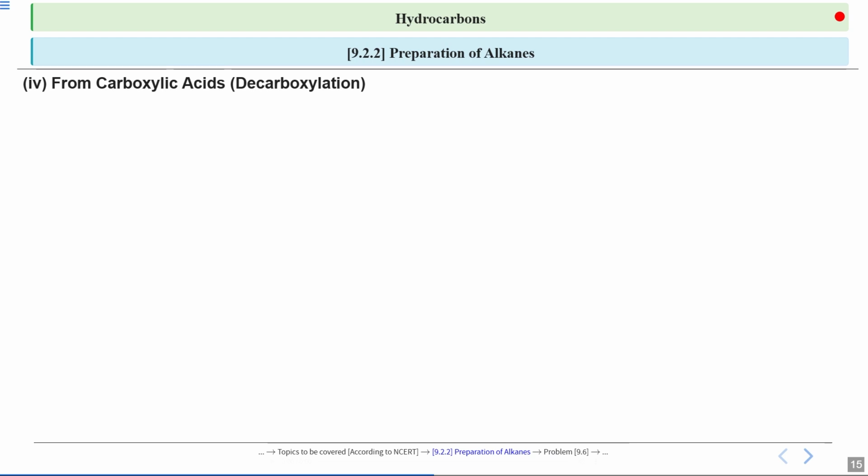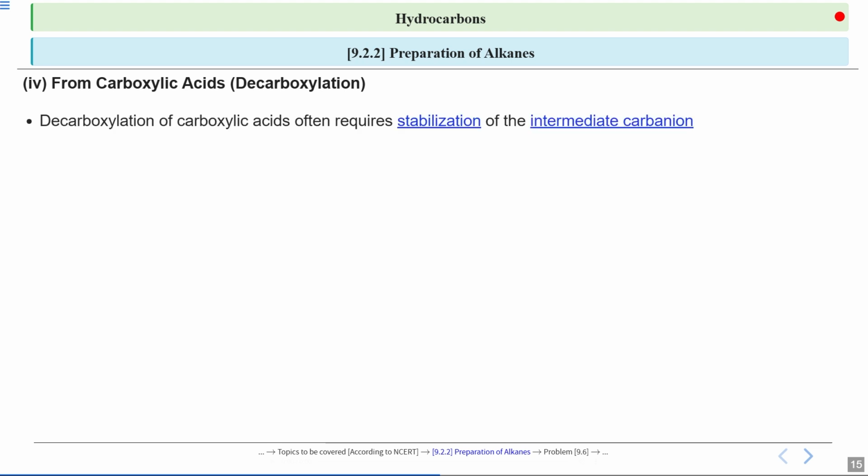Then we will now learn about the preparation of alkane from carboxylic acid. So we'll do some more examples on this. Decarboxylation of carboxylic acids often requires the stabilization of the intermediate carbanion. So this is very, very important. In some cases, if you are not forming the sodium salt, then you can directly decarboxylate, but first you have to find such a substrate where the carbanion can be stabilized.